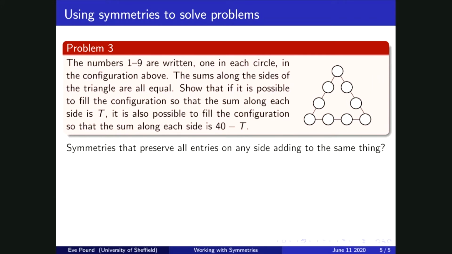So I'd like you to have a think for a minute about any symmetries that you can that change some things about the configuration, but they don't break the fact that if we take the sum along a side or along a different side, that doesn't affect the number we get. Can you think of any symmetries at all of these configurations that don't necessarily do what we want to the total, that don't necessarily preserve the numbers 1 to 9, but that do preserve the property that the totals along the sides are the same?